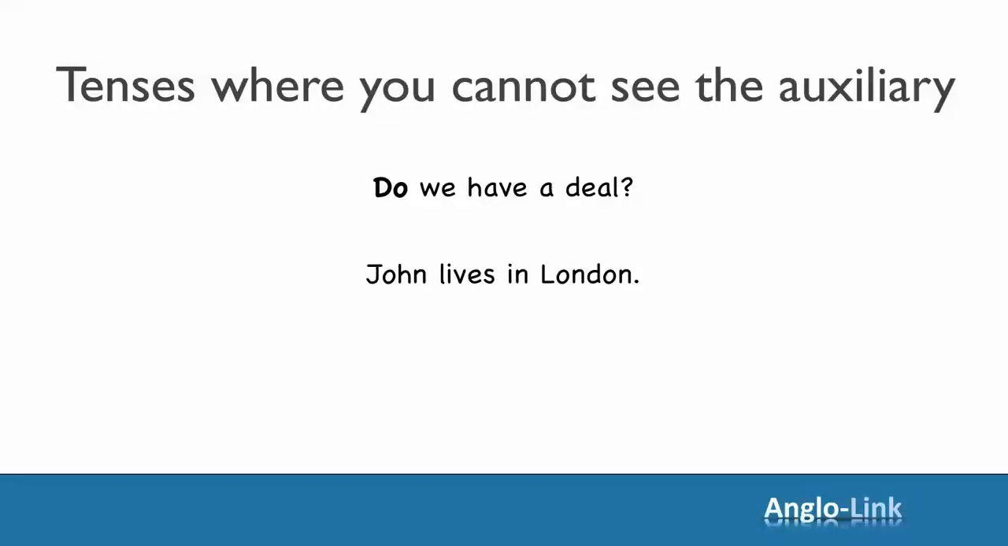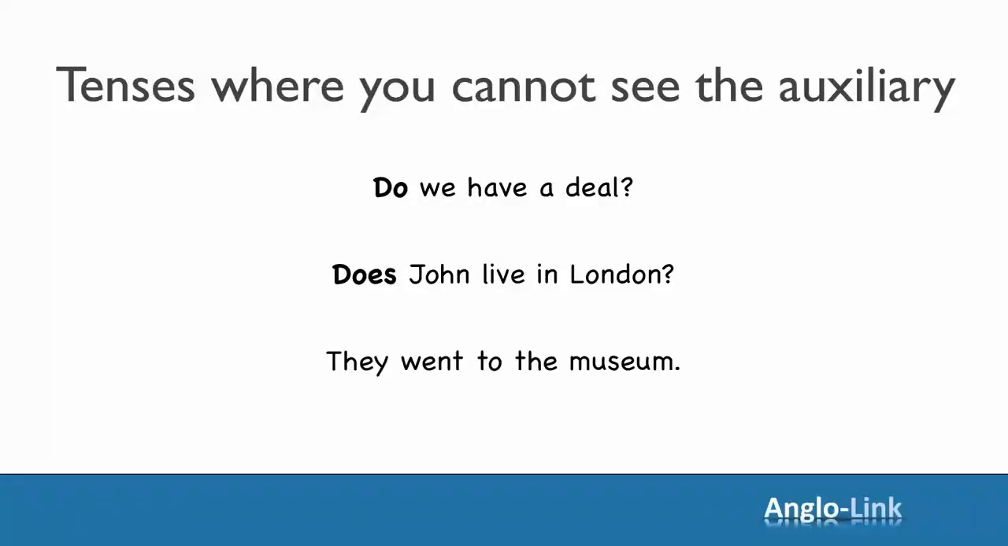John lives in London, present simple. Here we have John, he, so you need the auxiliary does. Does John live in London? Notice that the S disappears from live because it's on does. And finally, in the past simple, they went to the museum. The auxiliary is did. Put it at the beginning of the sentence and change went back to go. Did they go to the museum?